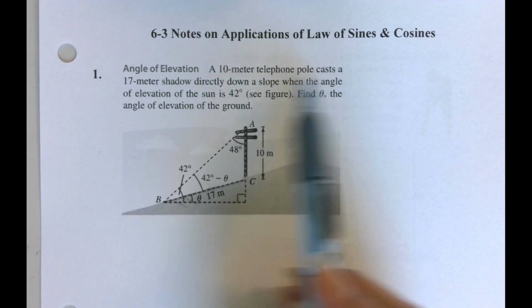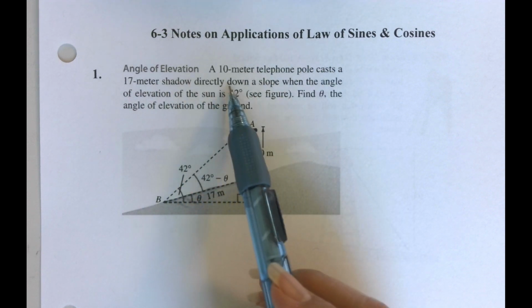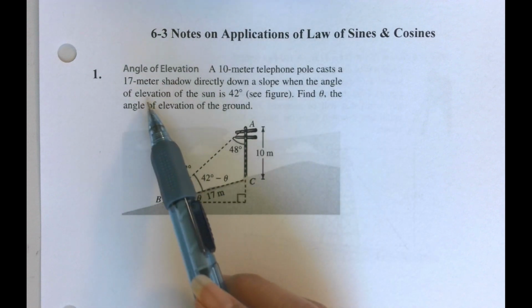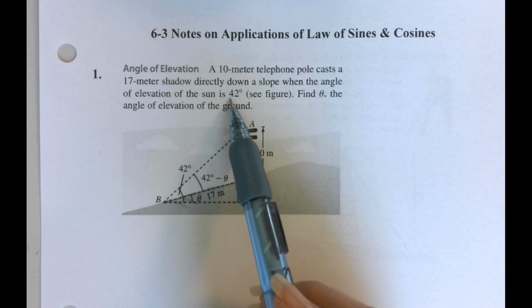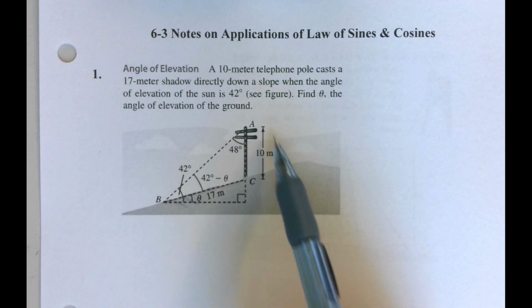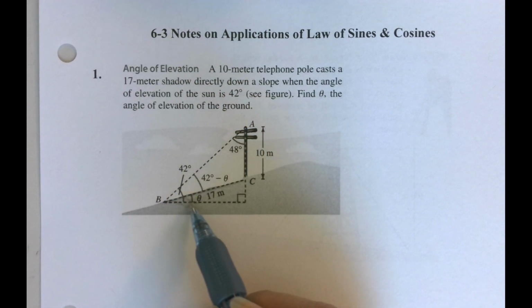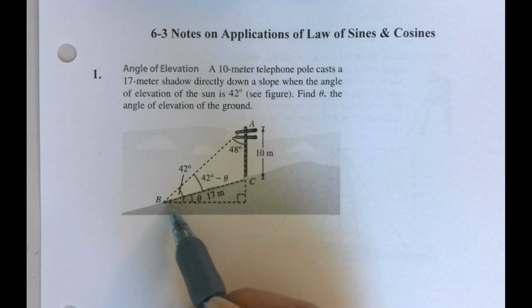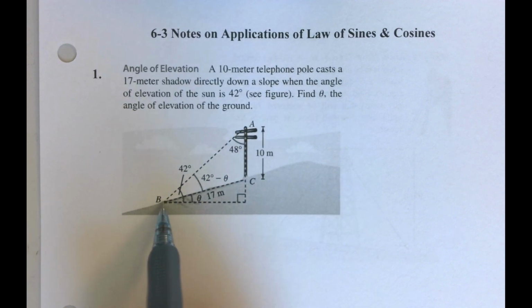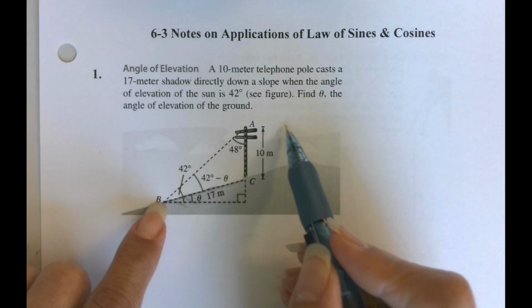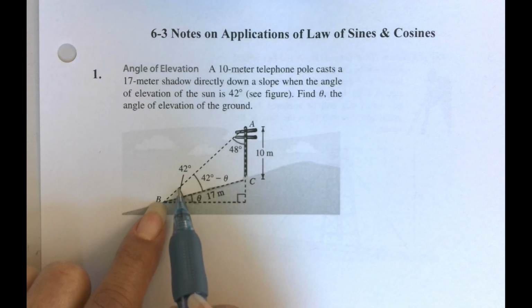So a 10-meter telephone pole casts a 17-meter shadow directly down a slope when the angle of elevation of the sun is 42 degrees. If you look at the picture here, they're telling us that the angle of elevation, which is this angle right here, is 42 degrees. This entire angle is 42 degrees. Is everybody good up to there? Okay, so imagine you standing here at point B and you are just looking up at the sun. Your line of sight rose up, angle of elevation, that's 42 degrees.